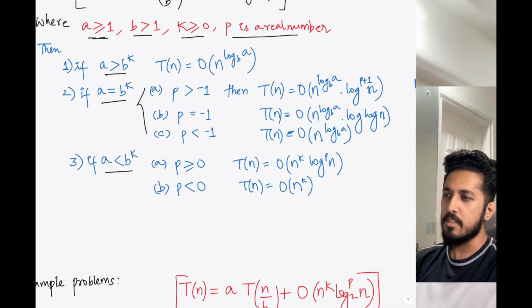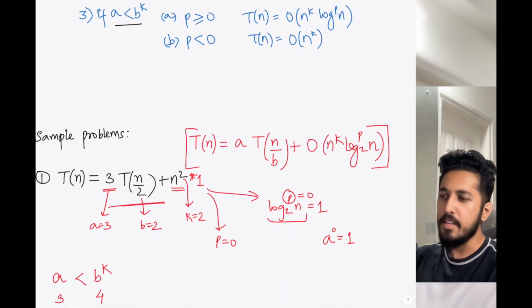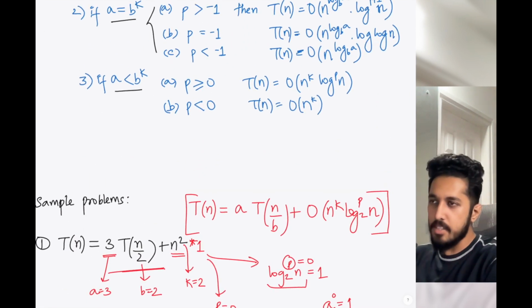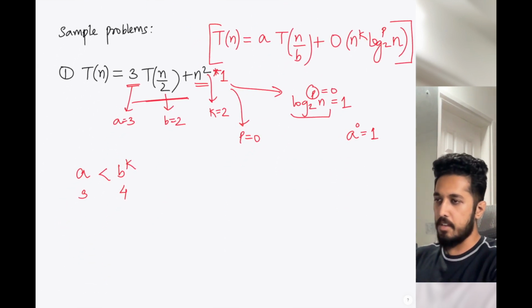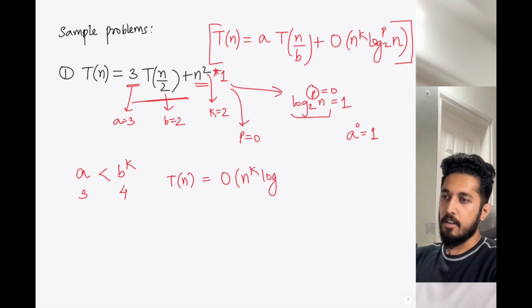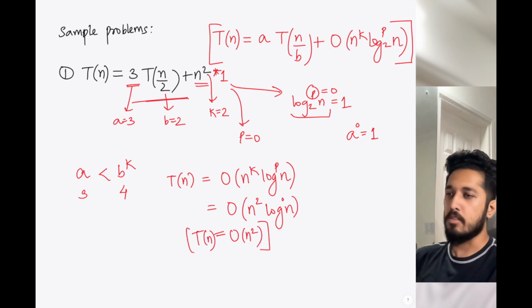Now there are two subconditions which check whether p is greater than or equal to 0 or p is less than 0. As we can see, p in this case is equal to 0. Therefore, the first subcondition will be applied, and it says that the time complexity will be big O of n power k log n power p. Now we know that p equals 0 in this case and k equals 2. Therefore, it will be big O of n power 2 log n power 0, which is nothing but big O of n square. Therefore, here the time complexity in this case will be big O of n square.